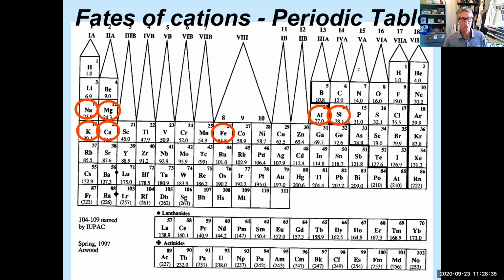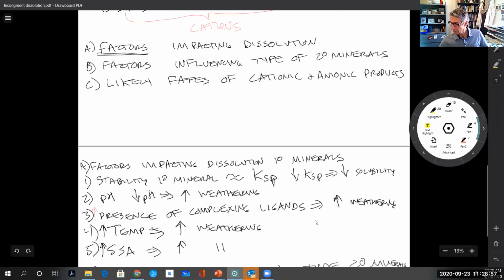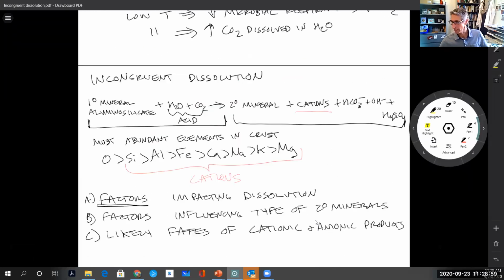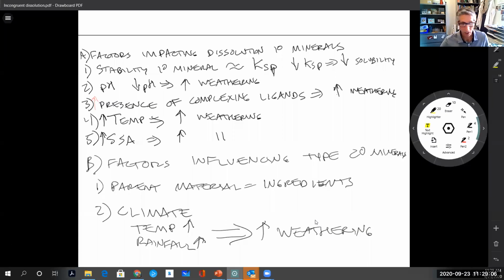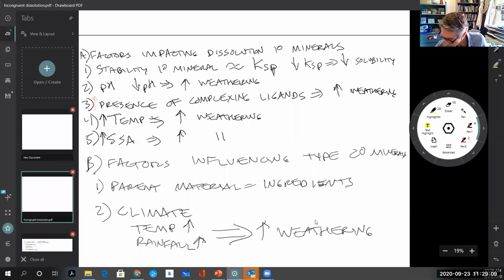The reason why I picked those is because they are part of our list of the most abundant elements in the Earth's crust. So those are the ones we're going to focus on when we're talking about what's going to happen to these things once they're released in an incongruent dissolution reaction, this reaction right here. We're talking about those, and then we'll talk about the anions after that.